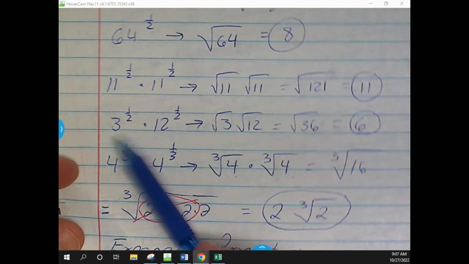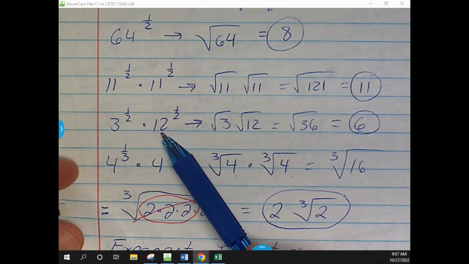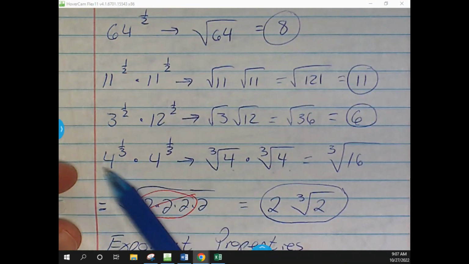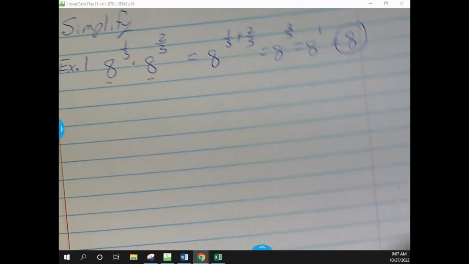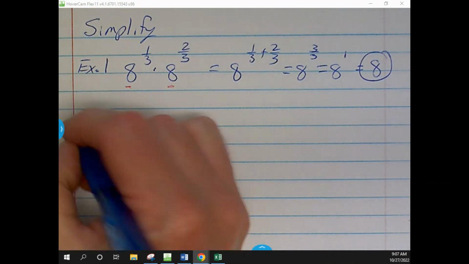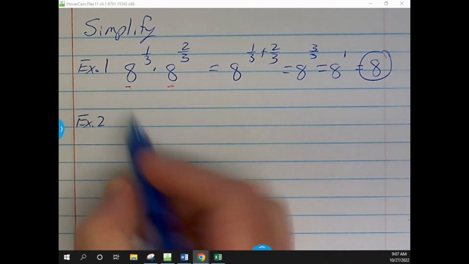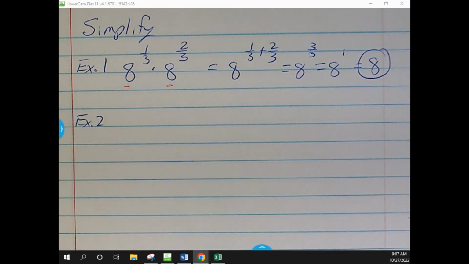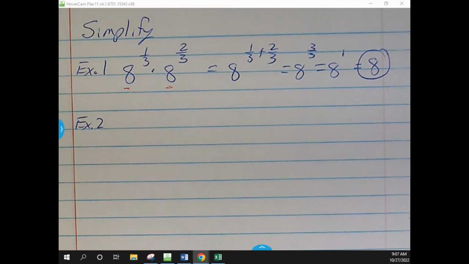Okay, now if the bases are different, all bets are off. You kind of have to do it this way, but if the bases are the same, you could do it like we're doing here with this one. Okay, so if the bases are the same, use your properties. If the bases are different, then you're going to have to rewrite it and combine some terms and do some simplifying and that kind of stuff.